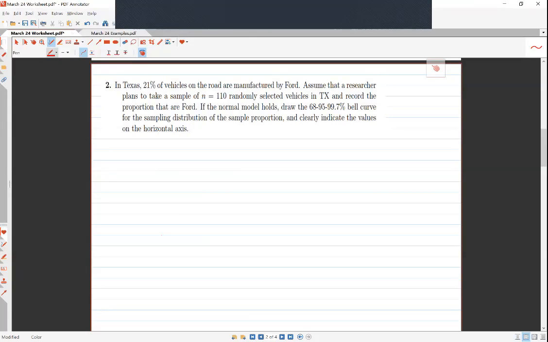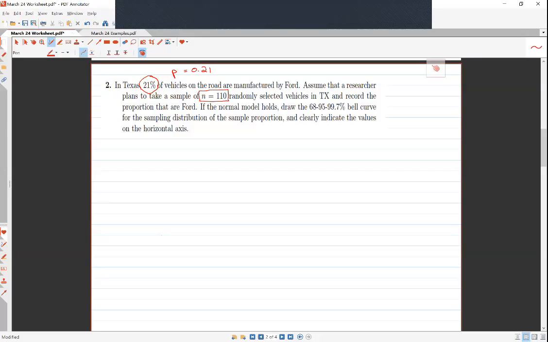So let's unpack the information we have here again. This 21%, that's the value for P. That's the truth of all vehicles in Texas. 21% of them are Ford. But we're not going to see all vehicles when we take a sample. We're only going to see 110 different vehicles. So we want to know, if we sample 110, what are realistic values that we would see for a sample proportion? Now, we're saying here that the normal model holds.